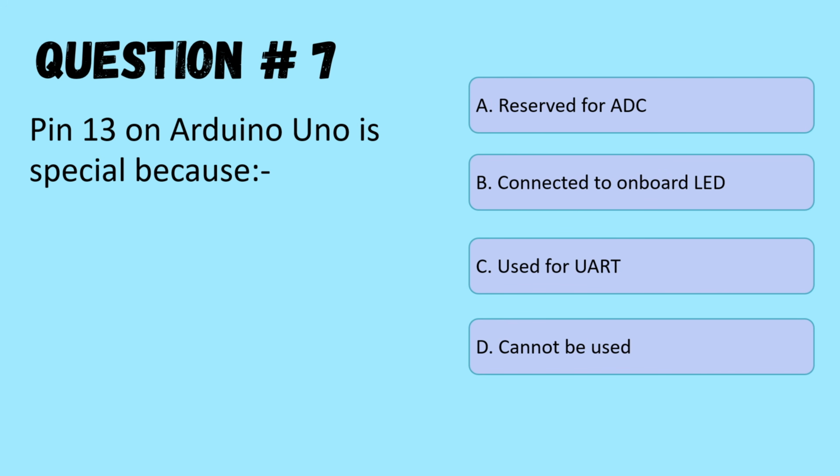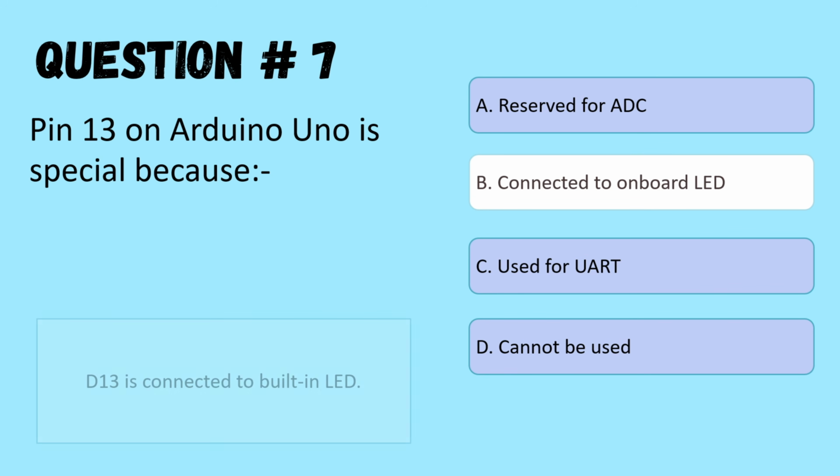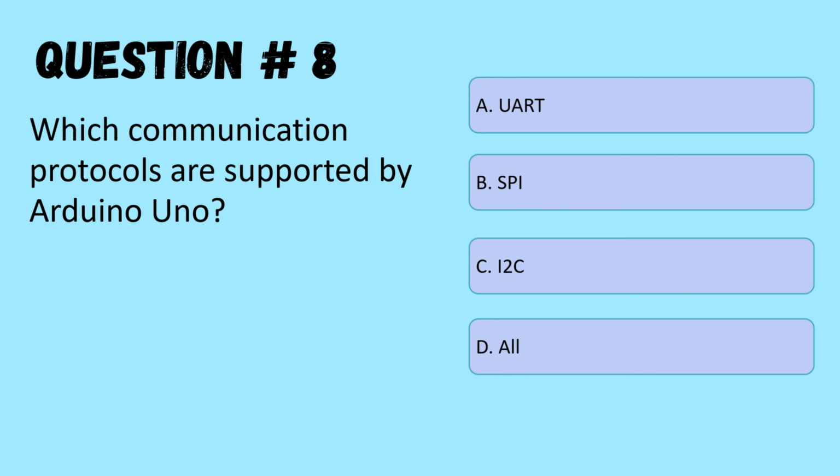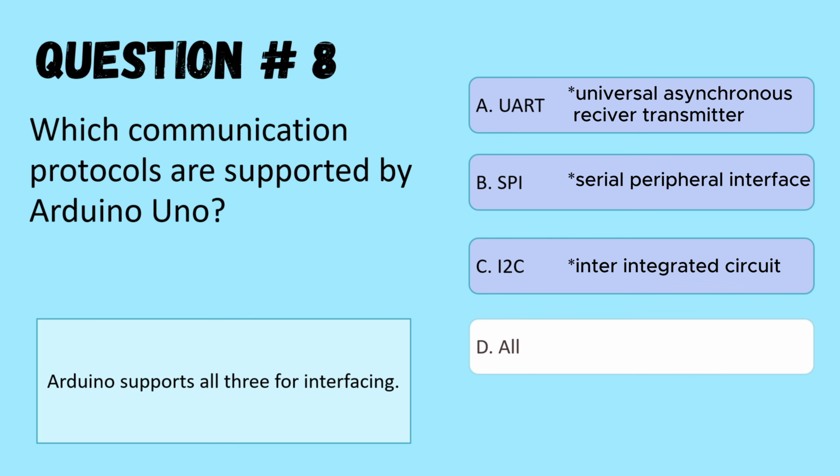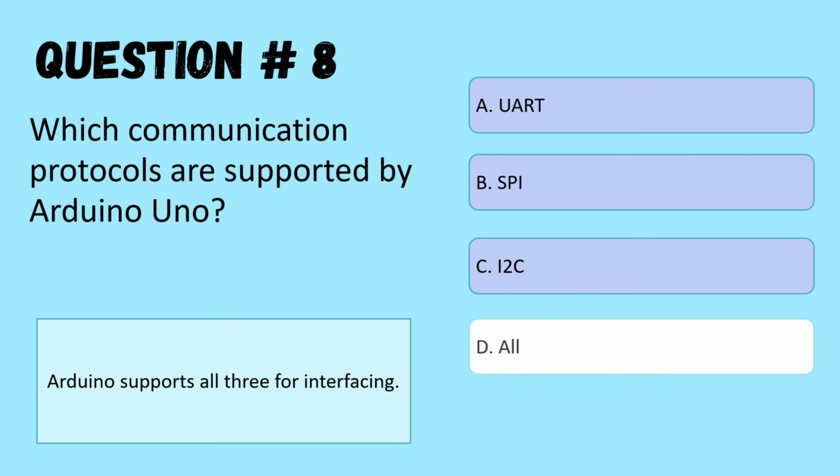So we are moving to the next question. Next question is: pin 13 on Arduino Uno is special because it is reserved for ADC, connected to onboard LED, used for UART, or cannot be used. So the correct option is option B, connected to onboard LED. So we are moving to the next question. Next question is: which communication protocols are supported by Arduino Uno? Options are UART, SPI, I2C or all of these. So the correct option is option D, all of these.